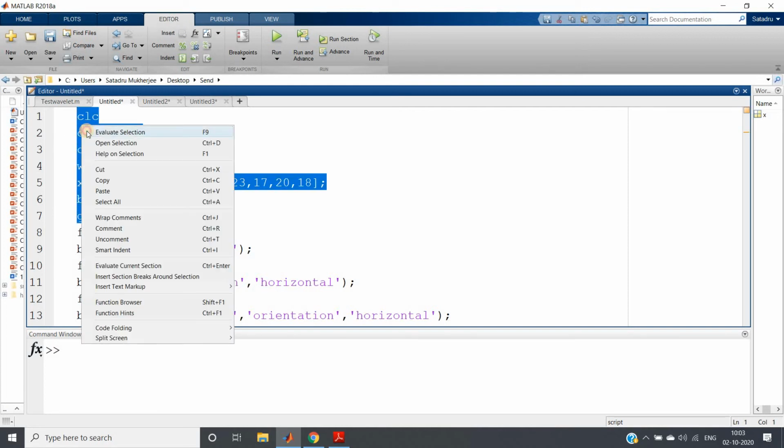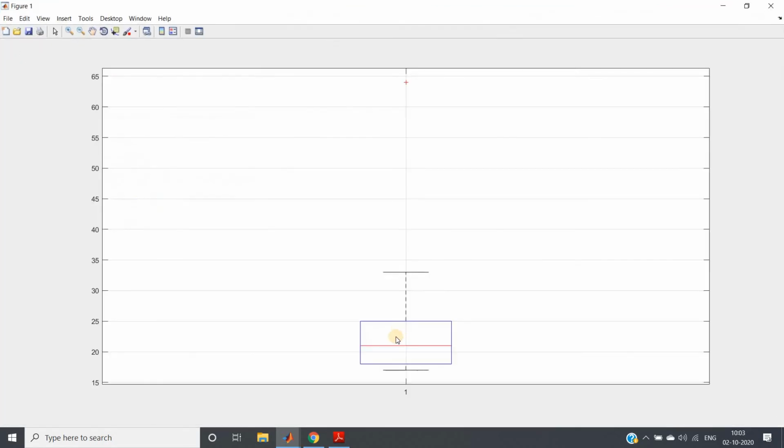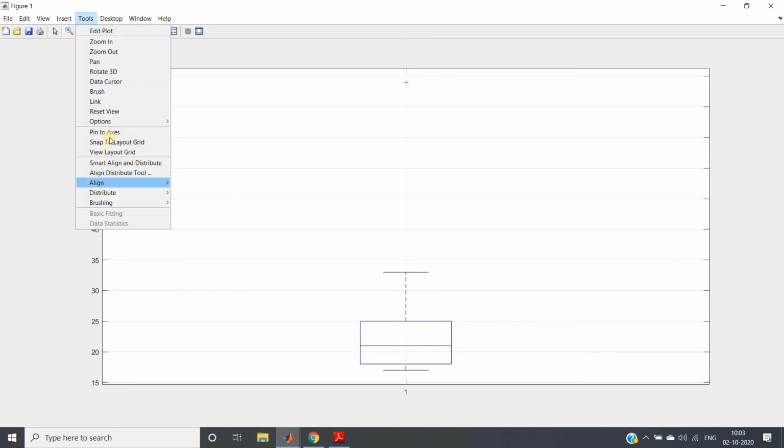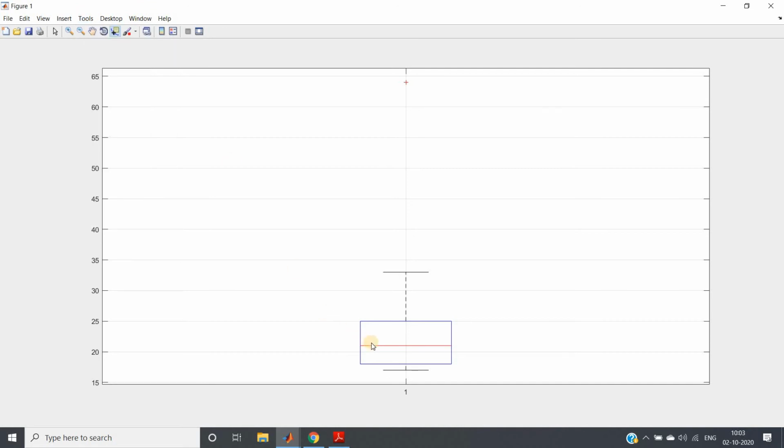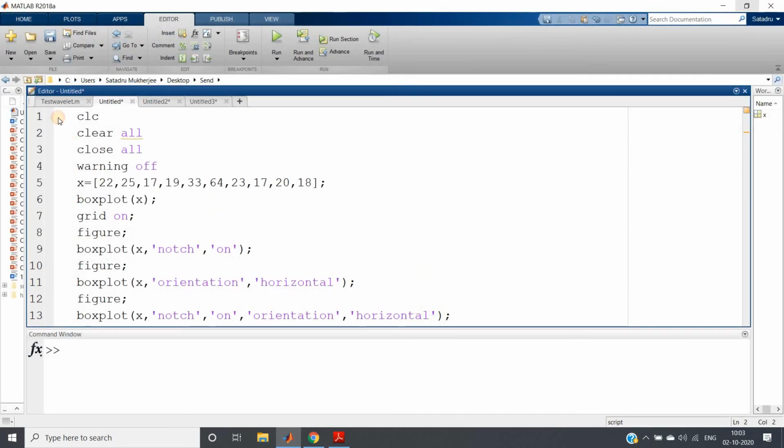Now let us run. See, here this particular mark is 20, and a little bit above that this central mark is coming, which is basically the median. We calculated the median as 21, and you see that it is 21 only, right? Or else, if you want, you can go to tools and then data cursor and place your data cursor here. See, clearly the median is 21, it is showing from here also. Okay, cool. Let me close this and run this once more.